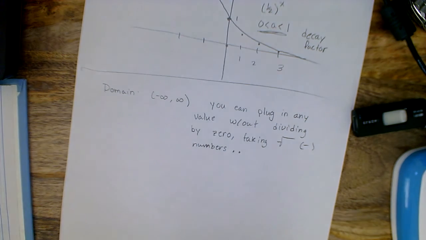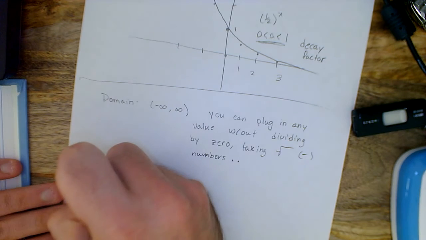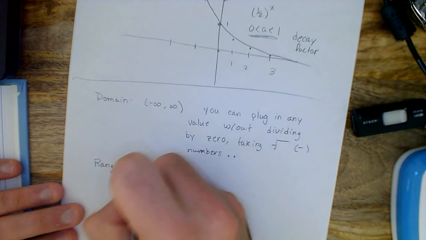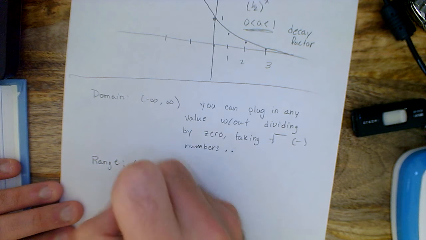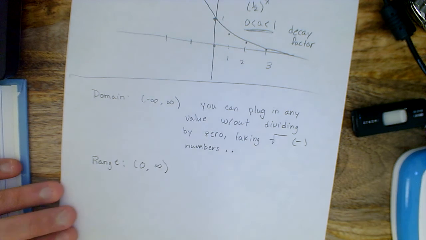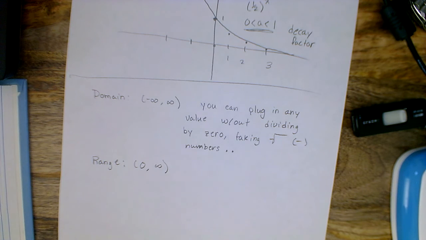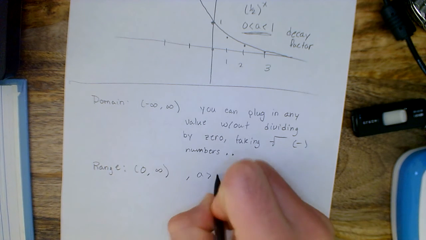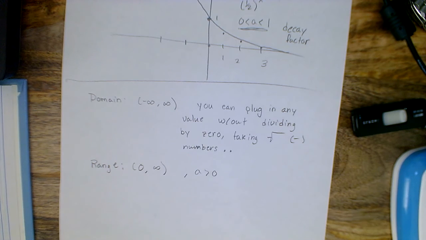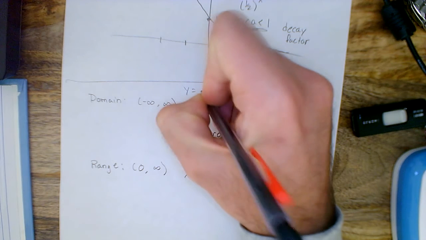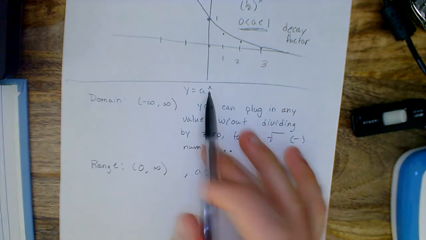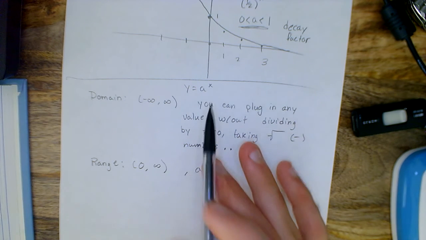However, the range is going to be 0 excluded to positive infinity, because no matter what x you plug in there, you're never going to get a negative number, because remember, we're only talking about a being positive. So this is all for y equals a to the x. Now we're going to talk about some variations of this.